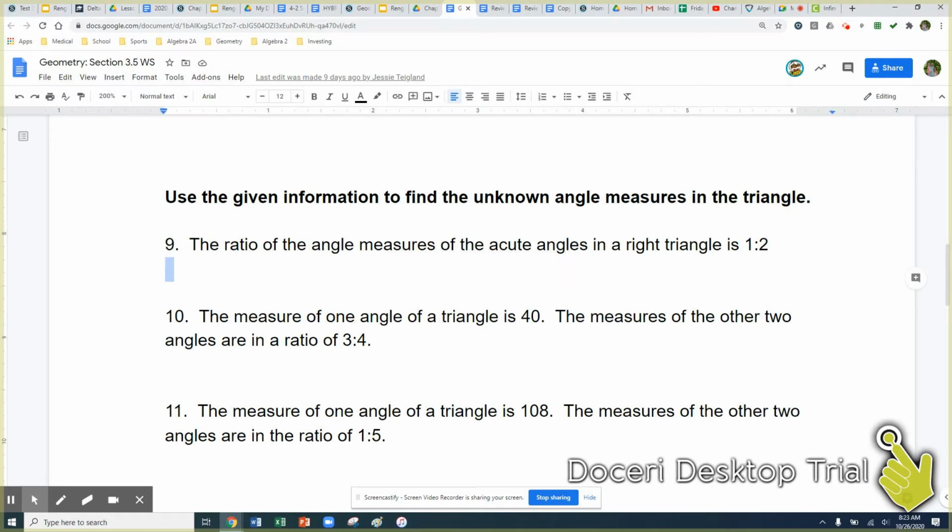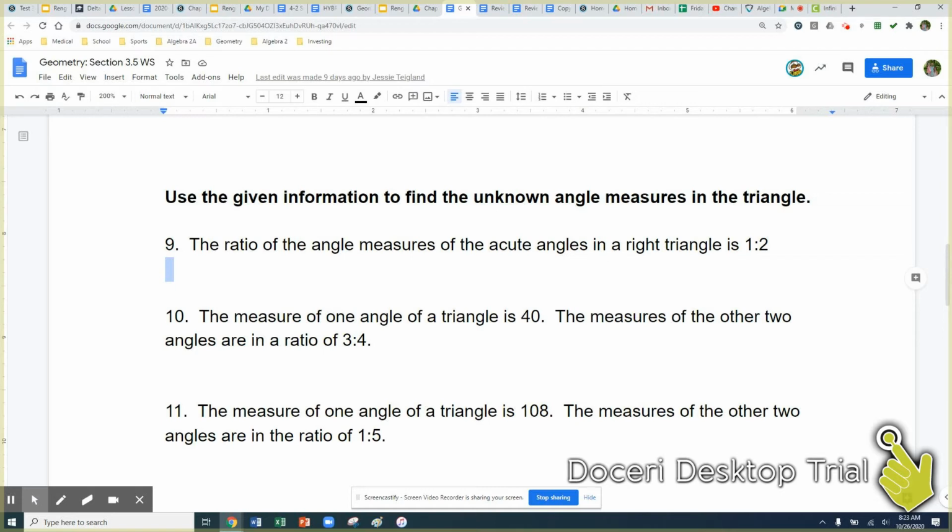So first we have a right triangle, so we know right off the bat, one of the angles is how many degrees? 90. So then the other two angles do have to be acute, so they're calling them acute angles, and the other two angles are going to have to add up to the remaining degrees that are left, which is also 90. Now we want our ratio of degrees to be 1 to 2.